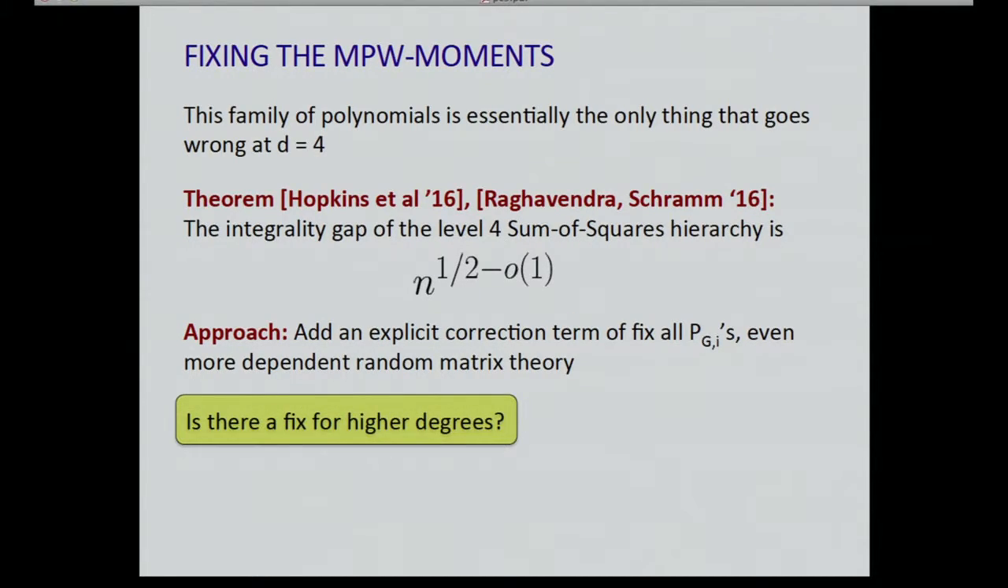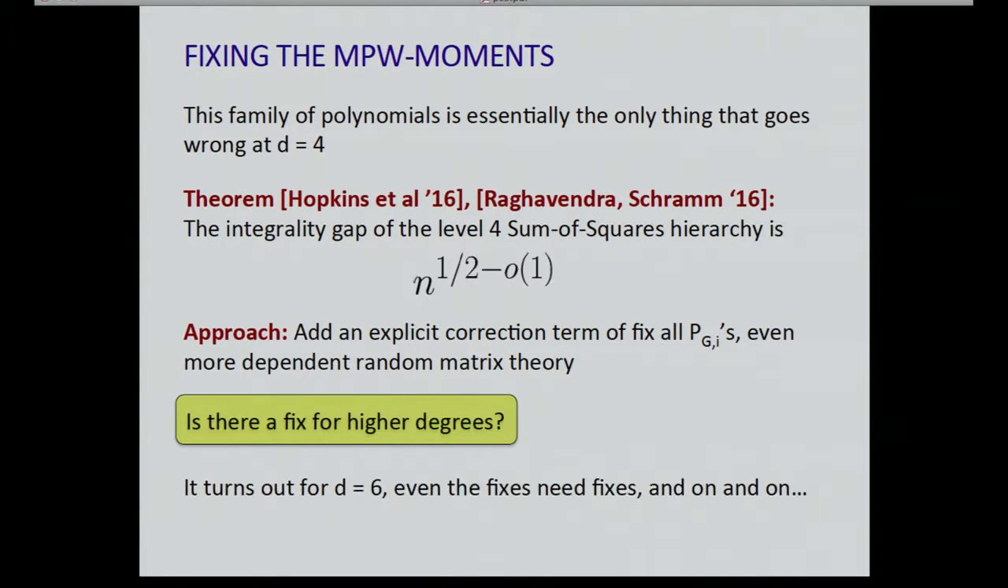But one of the troubles is asking whether you can extend this to higher degrees. So even for d equals 6, the issue is that you can look at what all goes wrong. What types of polynomials have negative pseudo expectation of their square. And the trouble is that you need fixes for each of those.